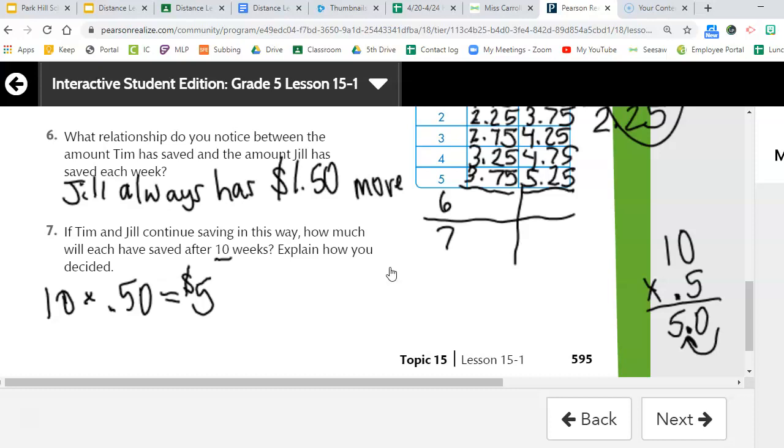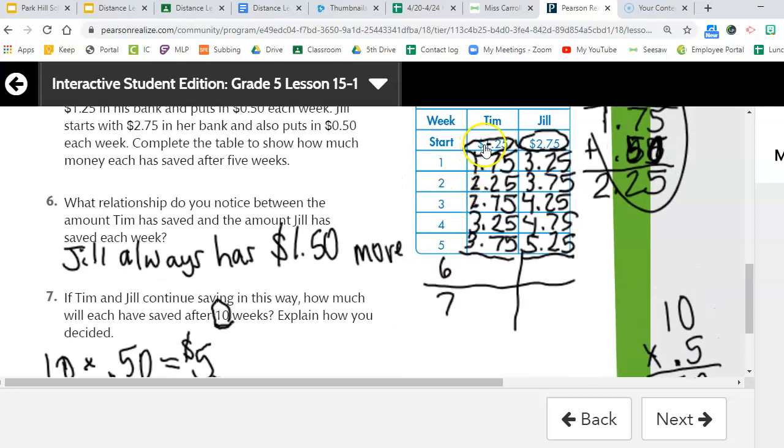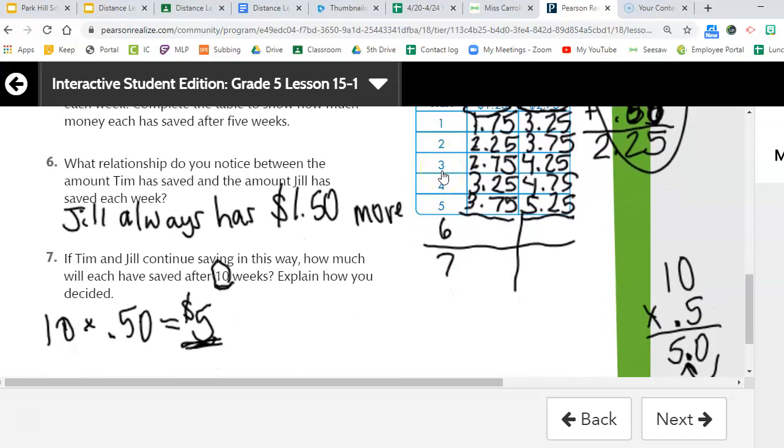So all I have to do to find out how many it'll be after 10 weeks is take this $5 and add it on to what they started with. So Tim started with $1.25. So $1.25 plus $5, I could just add my whole numbers. 5 plus 1 is 6, and then I have 25 cents left. So after 10 weeks, Tim would have $6.25.